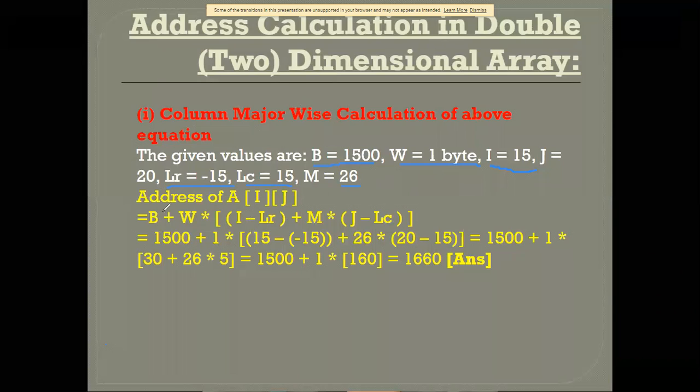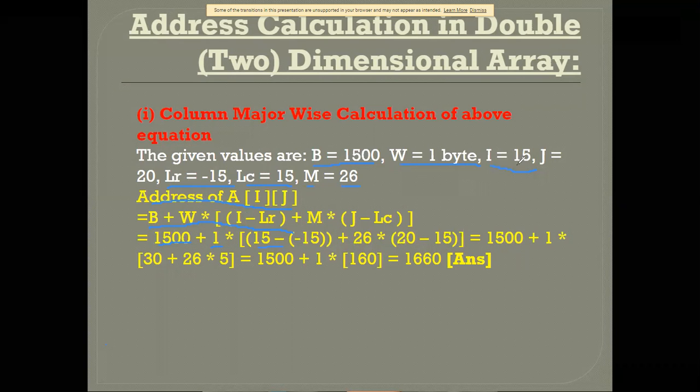The formula is: address of A of ij equals base address plus width into I, that we need to calculate. What is the I value here? The base address is 1500, we are putting it here. The value of W is 1, we are putting it here, into I, the value given, that is 15. So 15 minus L of R, and L of R is minus 15. So we put this value, plus M, the total number of rows, that is 26, so 26 into J.